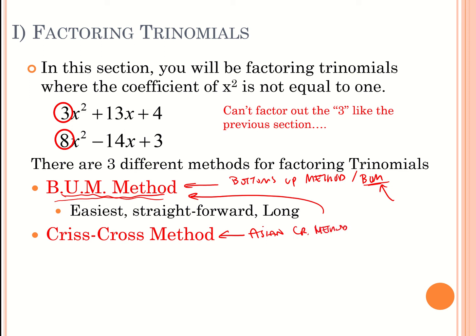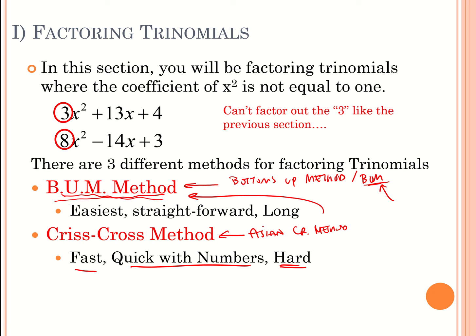Because it's super fast. It's like cheap and easy. It's like Chinese food, okay? So the Criss Cross Method is fast, quick with numbers. It's a bit hard, okay? You have to be somewhat good with numbers in order to use the Criss Cross Method. There's also the Canadian version, which is kind of a bit easier to work with. If you want, I can show you that too.